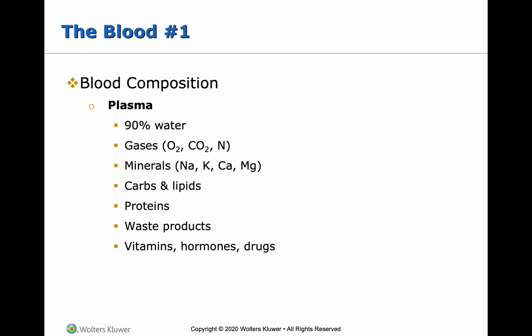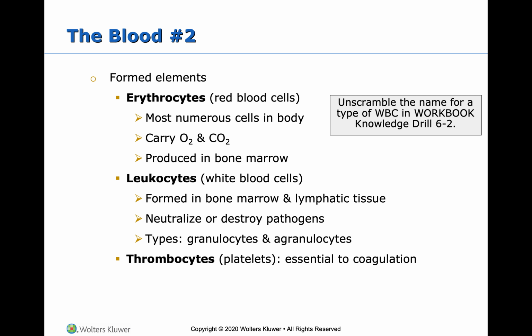Sorry about that. Okay, so aside from the plasma in your blood, the plasma is the fluid portion of your blood. Inside of that fluid matrix of your blood, there are some cellular components, and we call those cellular components the formed elements. There are three different main types of cellular elements. The first one being your erythrocytes, which are also called your red blood cells. These are the most numerous cells in your body.